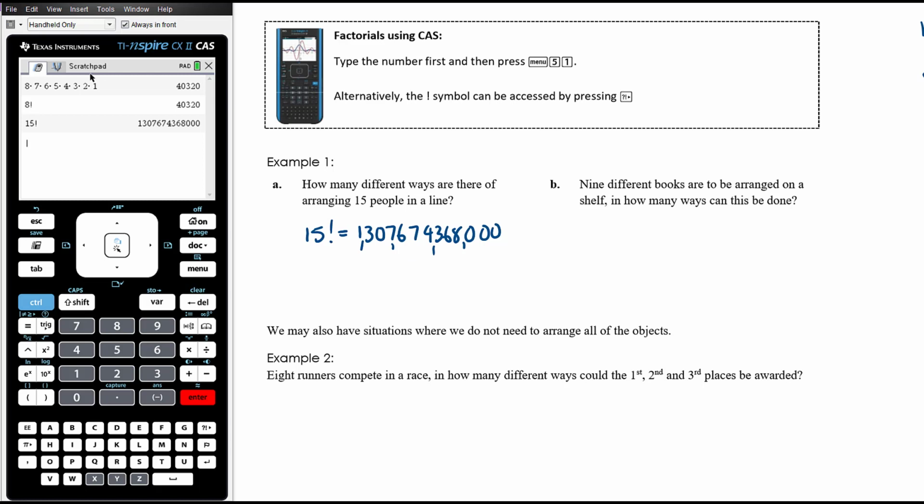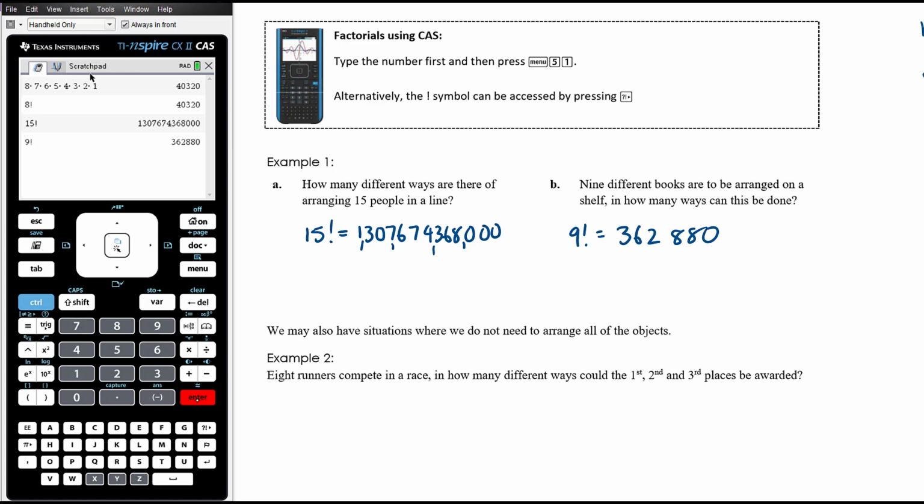Alright, 9 different books are to be arranged on a shelf. In how many ways can this be done? Fine, 9 factorial. As simple as that. 9, menu 5.1, 9 factorial, enter. 362,880 different ways to arrange your 9 different books on a shelf.